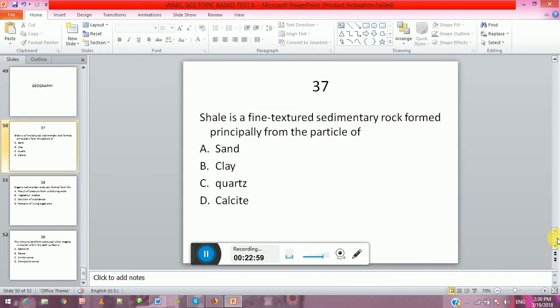Geography. Shale is a fine textured sedimentary rock formed principally from the particles of A, sand, B, clay, C, quartz, D, calcite.